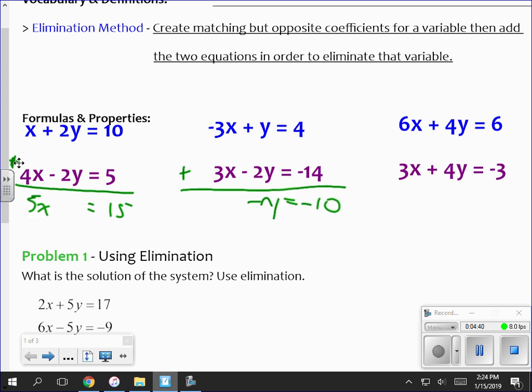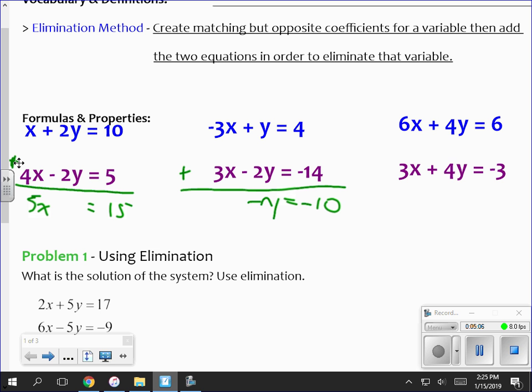Like I said, I'm not done. This is strictly the first step. I'm not going to finish these. Yes? Well, okay, so how would you solve this problem? Divide both sides by 5, right? Here, how many y's do I have? I have negative 1y. Divide both sides by negative 1.